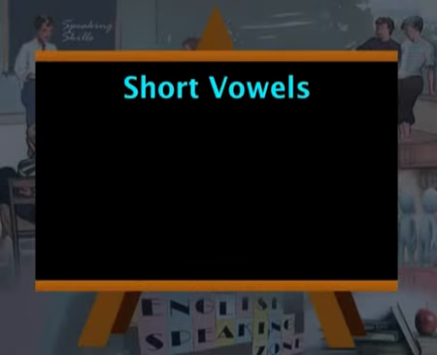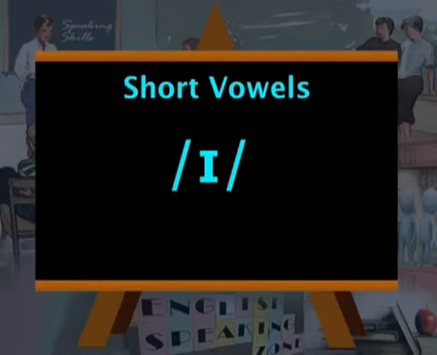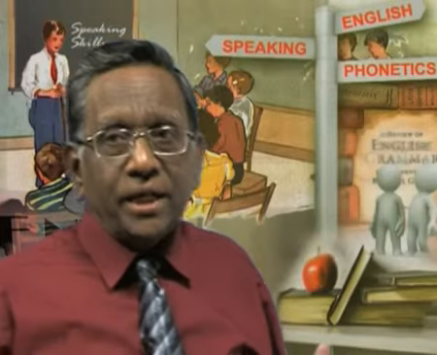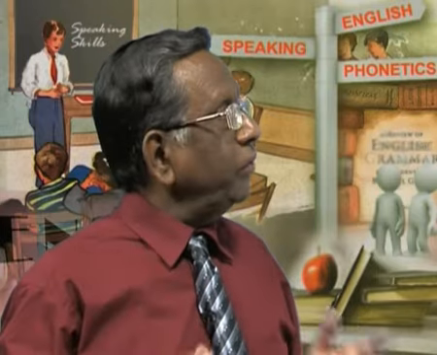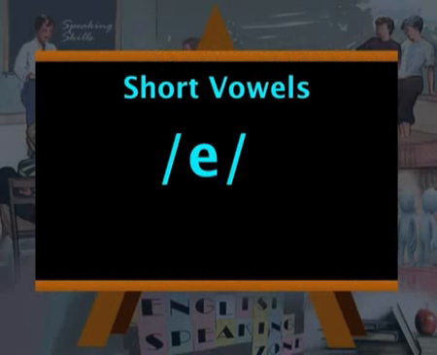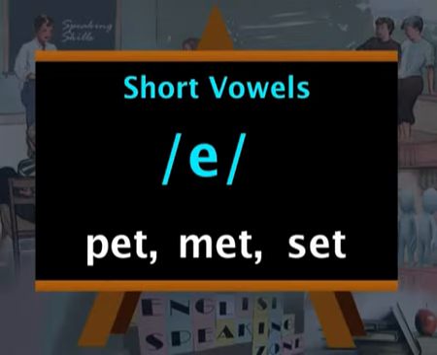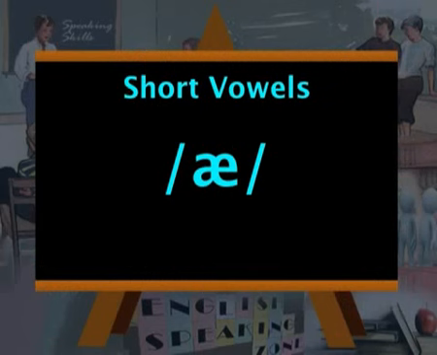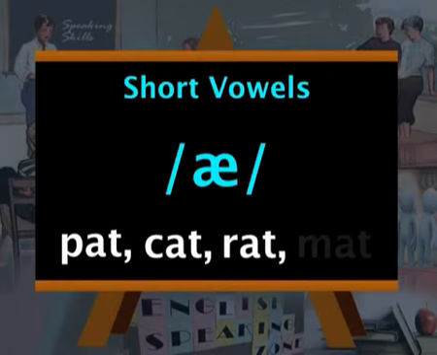Let us see the short vowels of English. We have E, the vowel E, as you have in sit, pit, fit, etc. In the word city, in both syllables we have the short vowel E, and then we have A, as you have in pet, met, set, get, net, A. Then we have the vowel A, as you have in the word pat, cat, rat, mat, and so on, the vowel A.